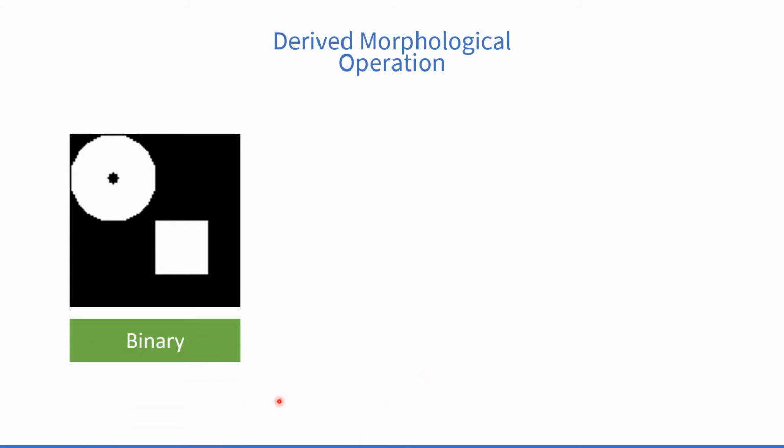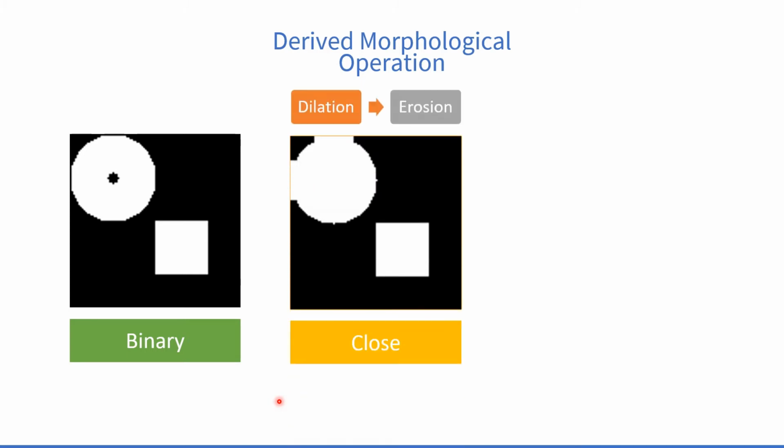Now we are going to see the next morphological operations. It's a derived morphological operation. Same image, once you apply morphological operations in a continuous format, like dilation followed by erosion, we call it close. This is the most common one in image processing, because you want to fill some gaps, some unwanted things inside the image. You can see here a small dot in the circle in the original image, but once you apply close, this part will be filled.